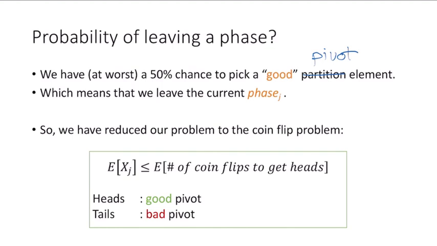So another way to say this is the expected number of times that I'm in a phase, because there's a 50% chance of leaving the current phase, is less than or equal to the number of coin flips it takes to get heads. So what do I mean by that? Well, let's just say if we get heads, that's a good pivot. It's somewhere in that middle 25 to 75% range. Anything outside of that range, like a minimum value or a maximum value or something close to one of those two extremes, that's going to be a tails, that's going to be a bad pivot choice.